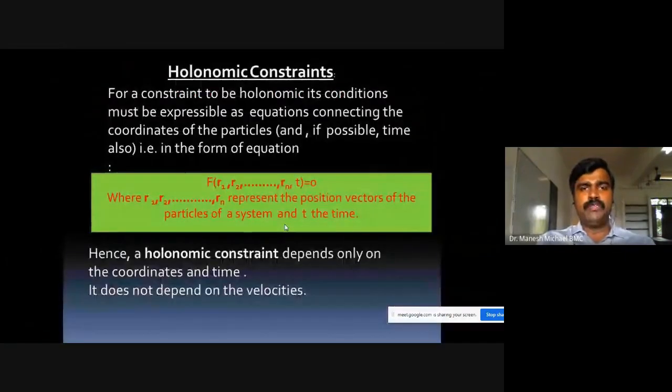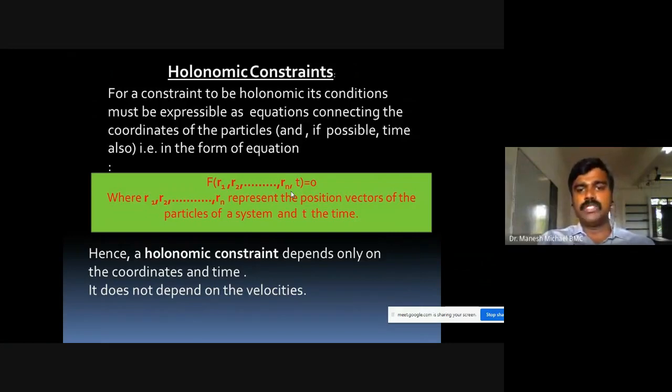Let us look at what we mean by the holonomic constraint. The constraint which can be represented in a well-written equation form is known as a holonomic constraint. That means the constraint can be written as a function of position vectors and the corresponding time. That is, f is a function of r1, r2, comma t, where r1, r2 are position coordinates and t is the time coordinate. If you can write this type of equation for a constraint, such constraints are holonomic constraints.